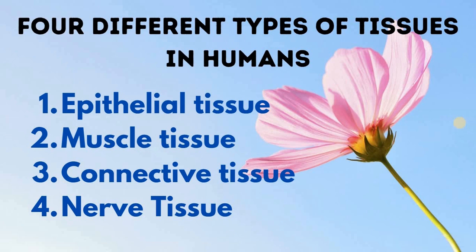Now let's go to the 4 different types of tissues in the human. So what is the definition of tissue? Do you still remember what tissue is? Tissues are a group of cells that have the same structure and function, and are arranged together to carry out a specific function.